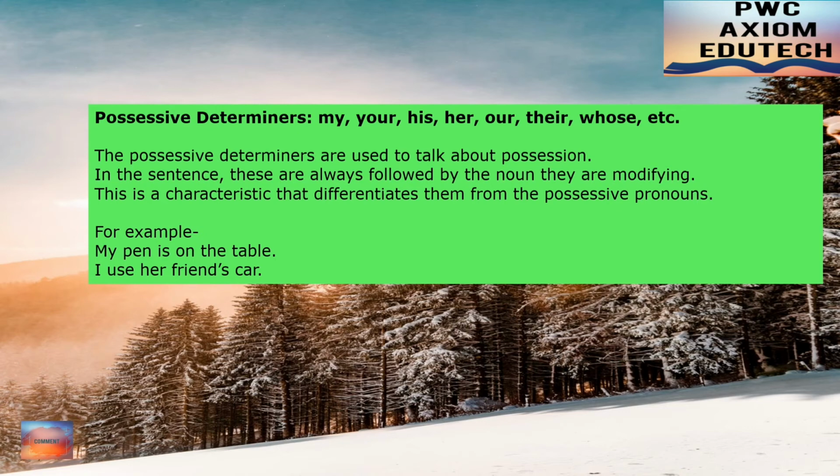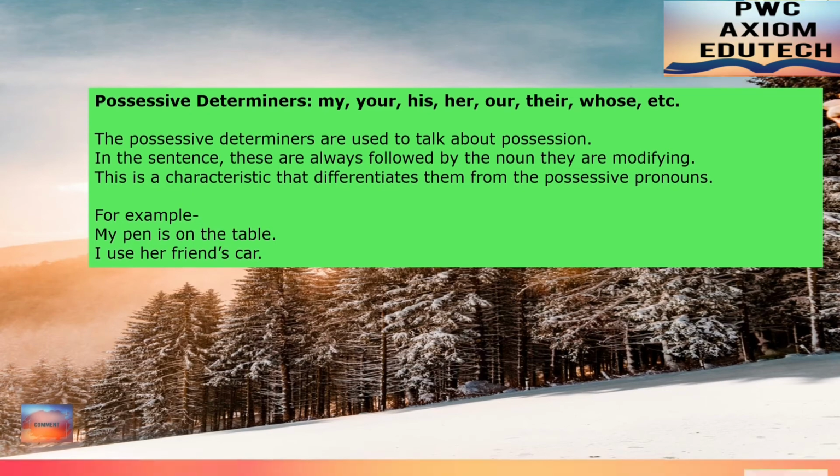For example, my pen is on the table. My pen. I use her friend's cars. Her friend's. So see students, these are called possessive determiners.